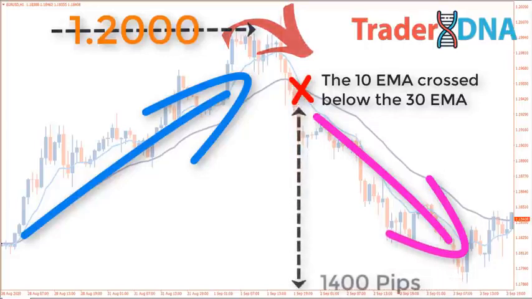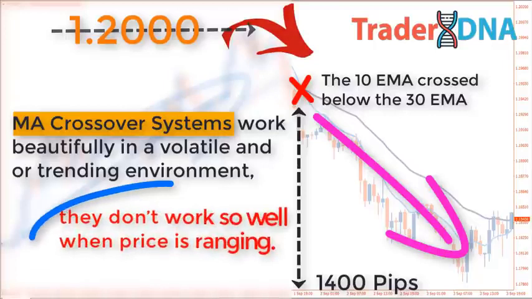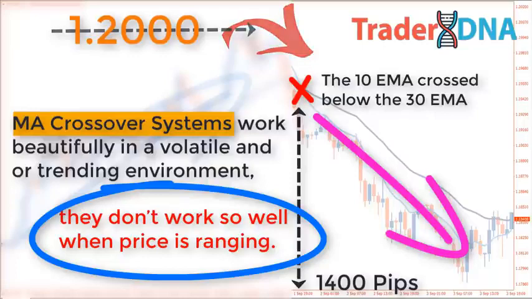Of course, not every trade will be a 1,000 pip winner, a 100 pip winner, or even a 10 pip winner. One thing to take note of with a crossover system is that, while they work beautifully in a volatile and trending environment, they don't work so well when price is ranging. You will get hit with tons of crossover signals, and you could find yourself getting stopped out multiple times before you catch a trend again.